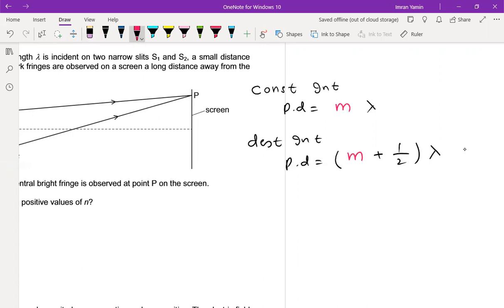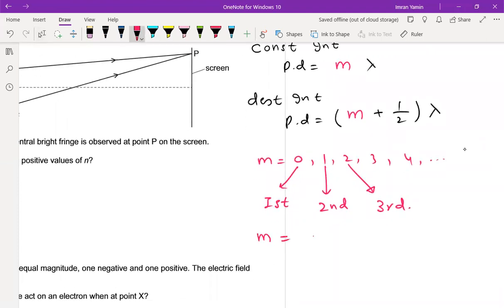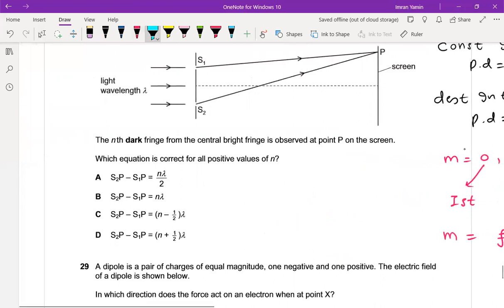Sir, why? Because the value of m starts from 0, 1, 2, 3, 4, etc. If we are studying the first fringe, then m is equal to 0. If we are studying the second fringe, then m is equal to 1. If we are studying the third fringe, then m is equal to 2. It means the value of m is equal to fringe number minus 1. So in this question, you have to calculate the nth dark fringe.